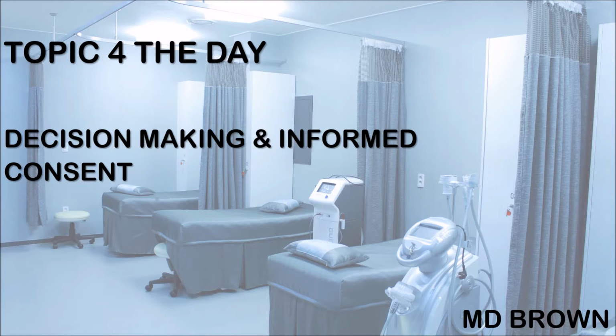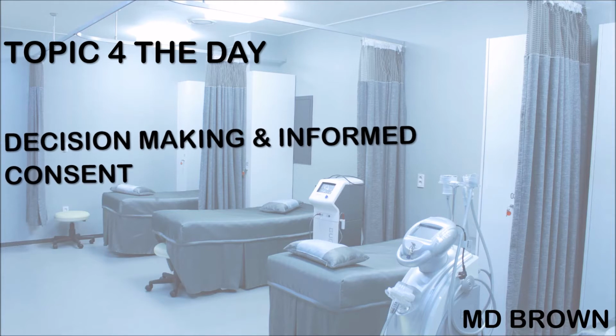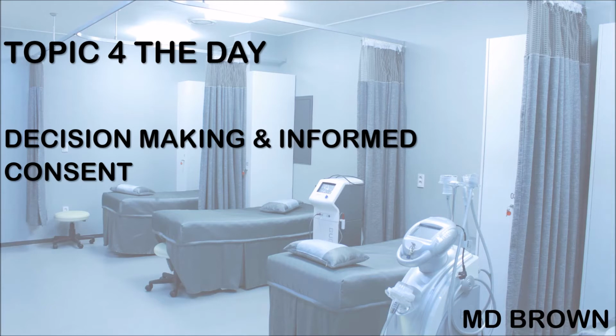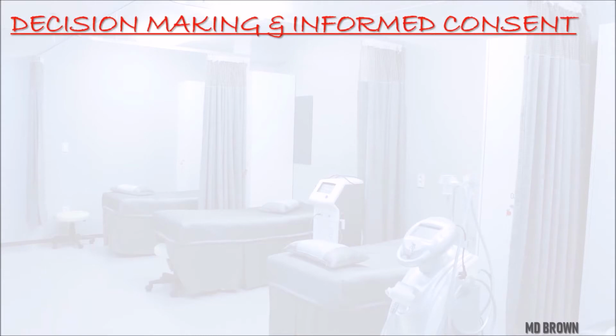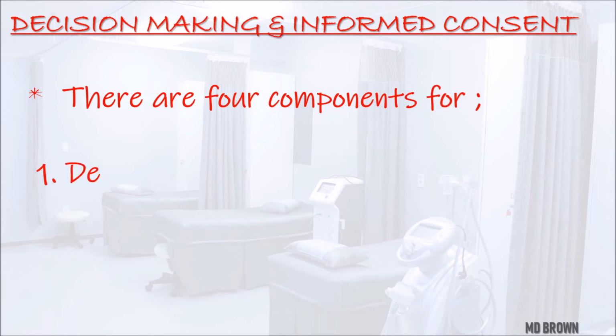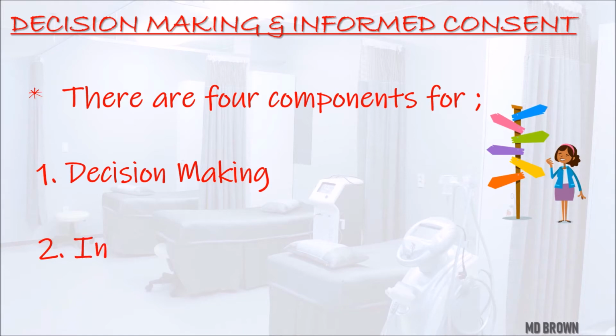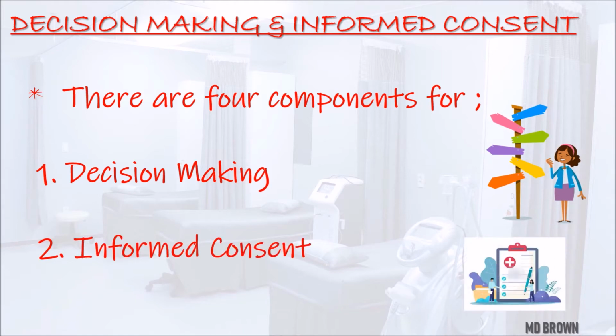I'm looking forward to discussing with you how to assess decision making capacity and informed consent from a patient. So there are four components to assess when you want to assess a decision making capacity of a patient or get informed consent from a patient. So we'll look into the various components for each. We'll start with informed consent. How do we get an informed consent from a patient?